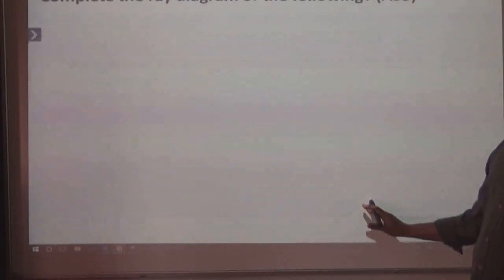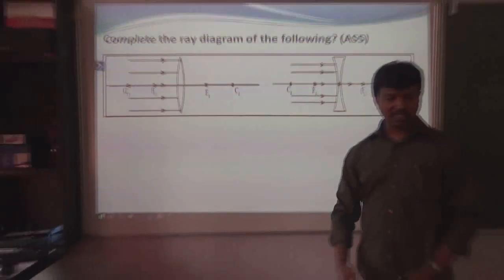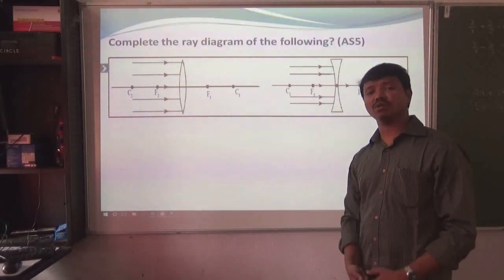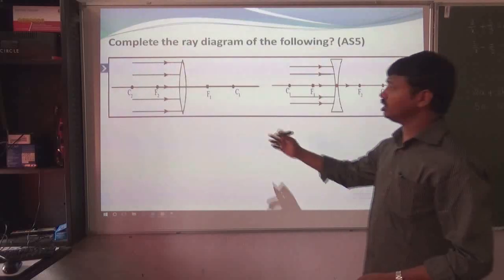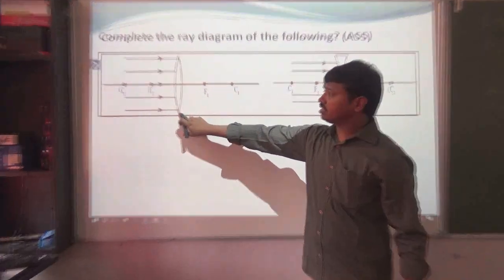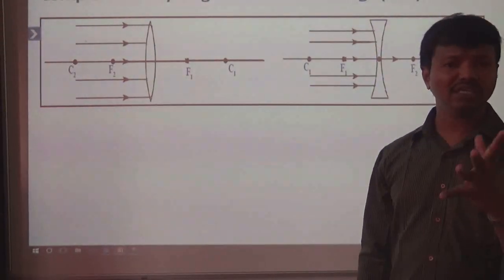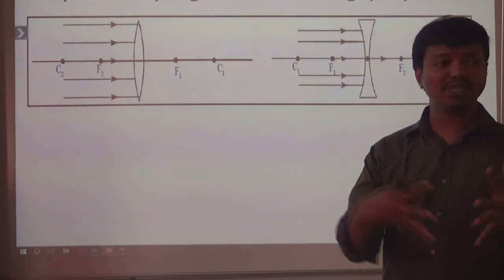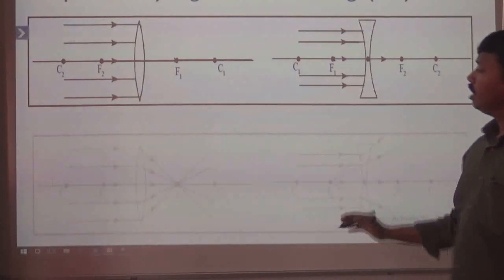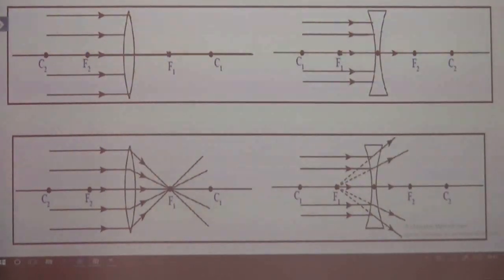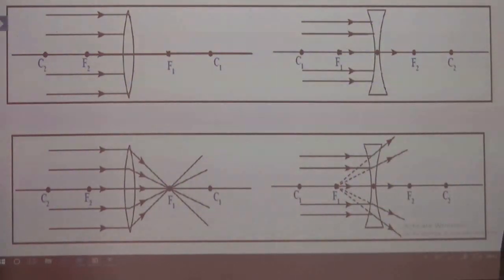Okay, another one. Complete the ray diagrams of the following. This type of question was also given in previous examinations, either the pre-final examination or the pre-public examinations. Now, this one is the convex lens. These light rays after refraction, what is happening? Very simple, they are converging. Those two light rays meet at a point on the focus. Now this one is diverging, because after refraction the light rays are diverged from the concave lens. This is the question.